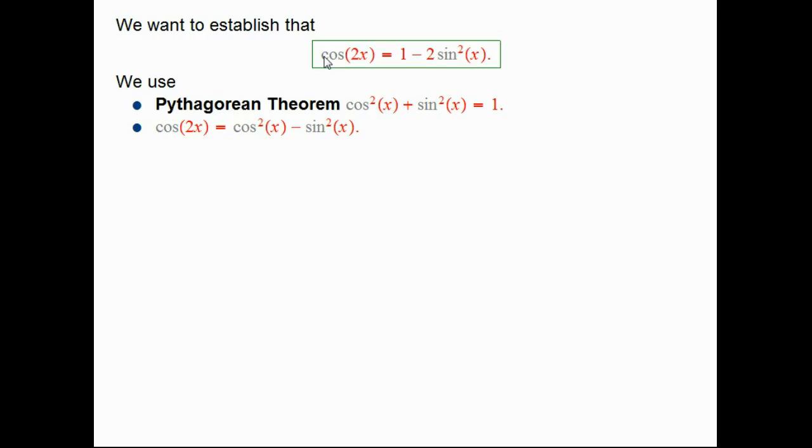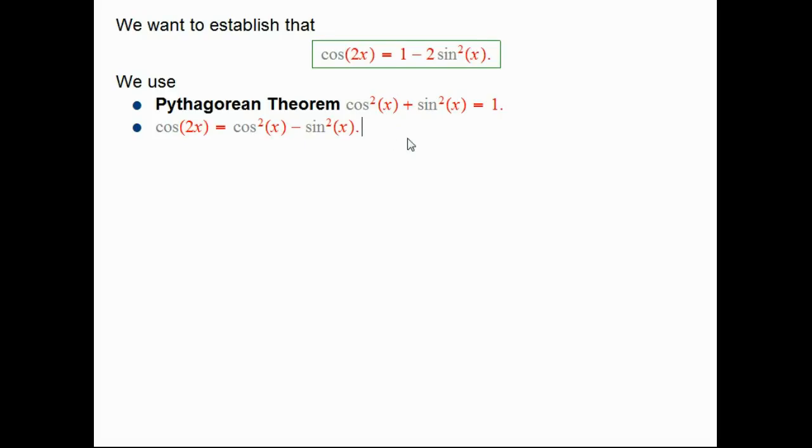To show you how to derive this double angle formula for the cosine function, namely cosine of 2x is equal to 1 minus 2 sine square of x, we'll need two ingredients here. First, the Pythagorean theorem, which is stated as cosine square of x plus sine square of x is equal to 1. And the second identity that we'll need is the first double angle formula for the cosine function, which was established earlier, namely cosine of 2x is equal to cosine square of x minus sine square of x.